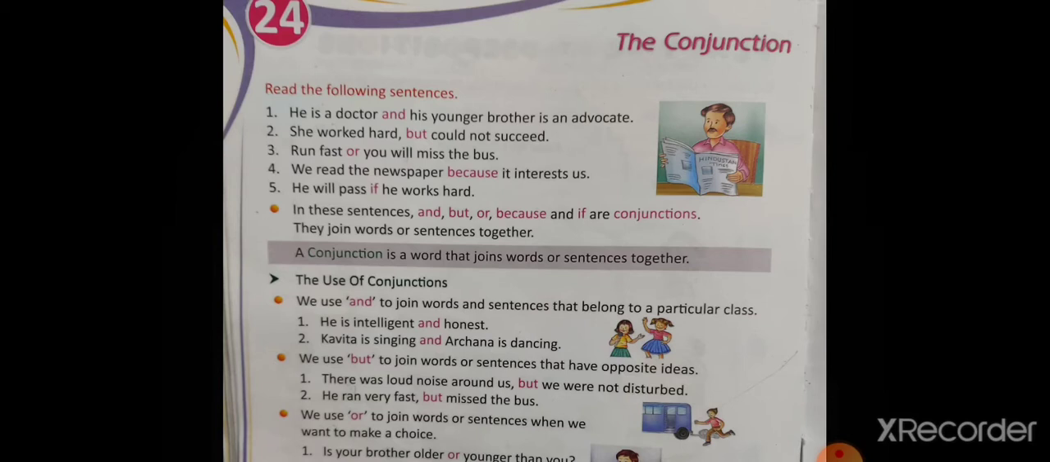Alright, so conjunction is a word that joins two sentences together, but what we have to make sure is that the two sentences are related to each other. We cannot join two sentences that differ from each other.